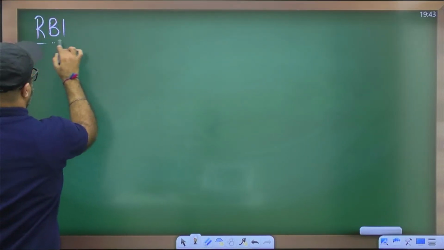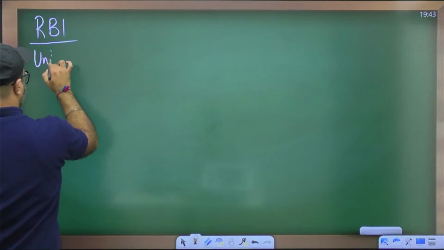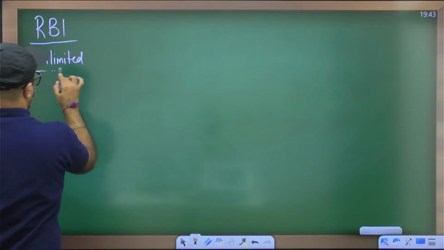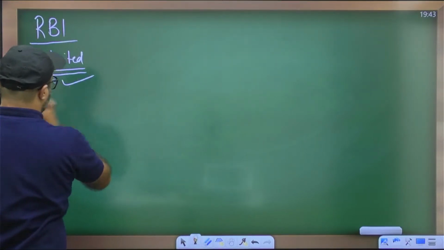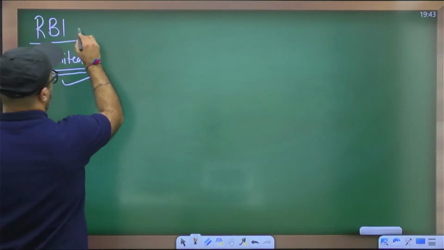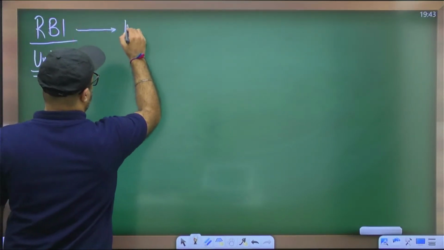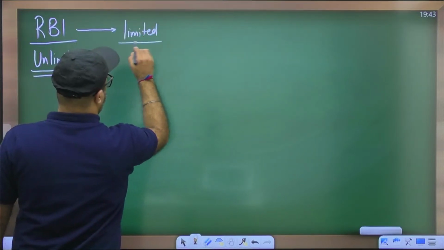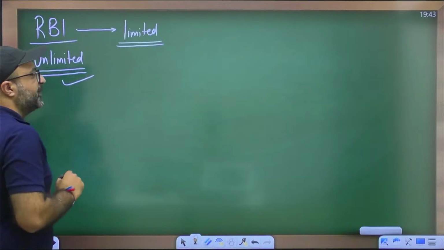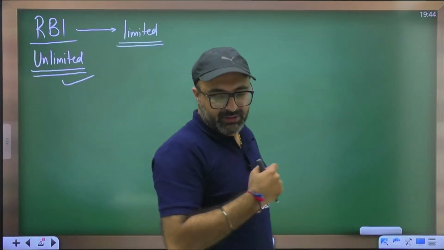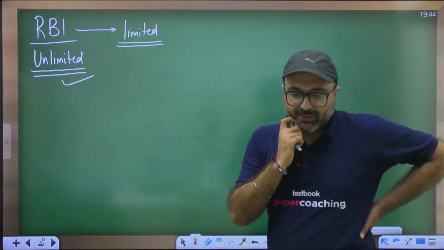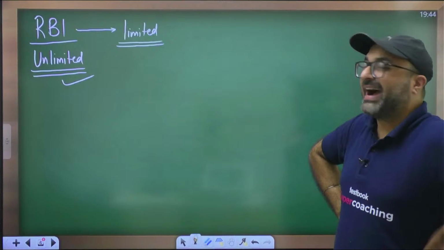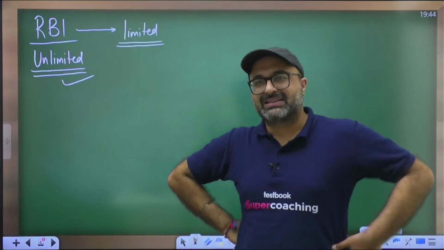Yes, sir, RBI has the power to print unlimited currency, but obviously RBI will not do that, and RBI will obviously print limited currency every year. Now, coming to the second question. The second question is, sir, if RBI prints limited currency, then what are the factors on the basis of which this limit is decided?